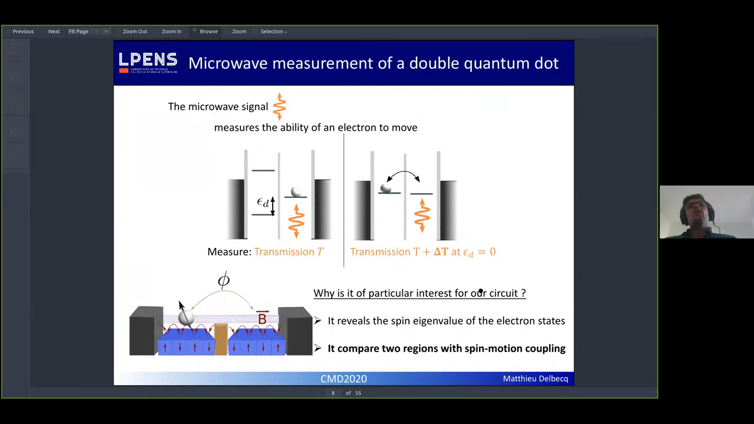Okay, so why do we use a microwave cavity to measure our double quantum dot? Actually, this is a very natural way of measuring such a closed system, in the sense that the microwave signal of the microwave resonator will measure basically the ability of an electron to move from one dot to the other dot, from the level of one dot to the level of the other dot. By measuring this ability of the electron to move from one dot to the other, we will reveal the spin eigenvalue of the electronic states, if it's the same eigenvalue on the right and the left dot. And it will allow us here to compare two regions with different spin-orbit coupling, and so it will give us the ability to actually observe if we indeed have two regions with different spin-orbit interaction.